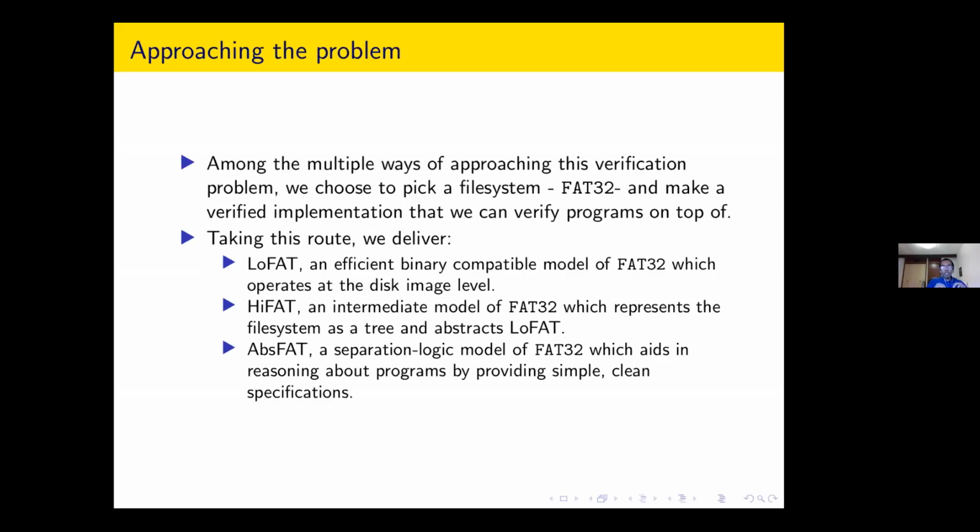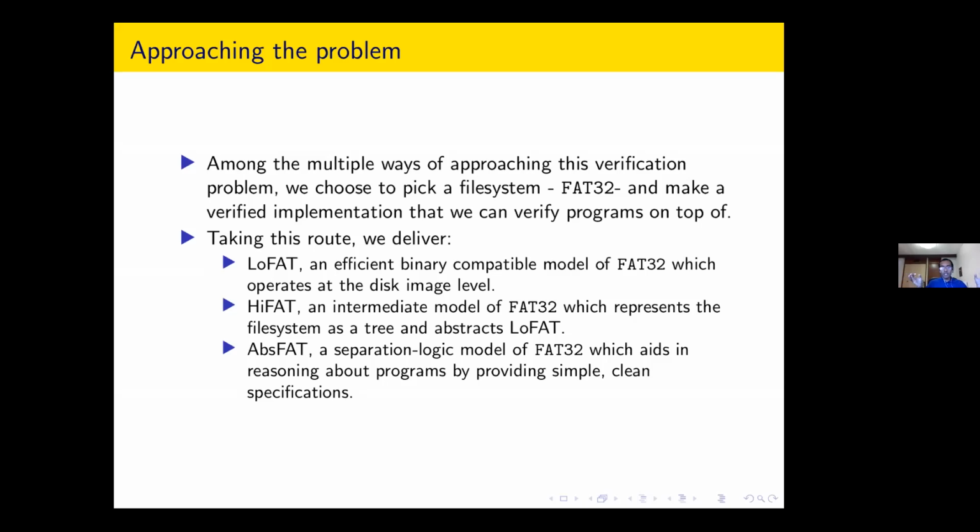So there are multiple ways of approaching this problem, but we decided to make our focus the notion of binary compatibility, and we picked FAT32, which is a fairly commonly used file system. You probably have pen drives around your home and office which still have FAT32 on them, as well as embedded systems which still make use of it all the time. And we decided to make a verified implementation that we can verify programs on top of.